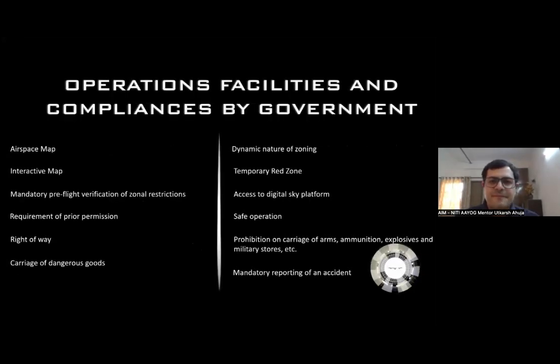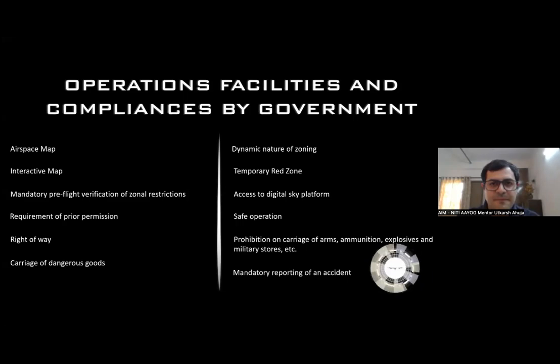So operations, facilities, and compliances by the government. What should be all those permissions and operation compliances laid out by the government? There is an airspace map which is provided on the DGCA website, the Digital Sky platform. Then there is an interactive map, mandatory pre-flight verification of zonal restrictions. This is the API you need to work with. Prior permission is required from every ATC near your region of airspace. Right of way is required.